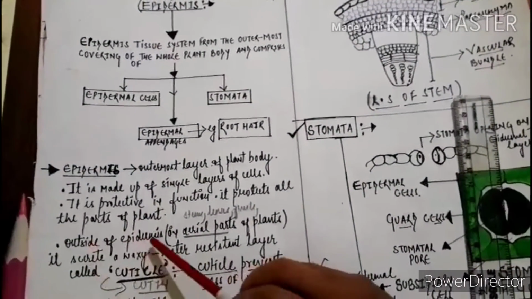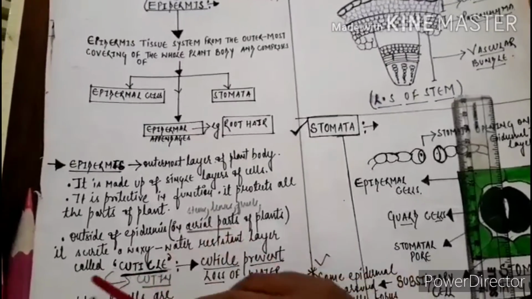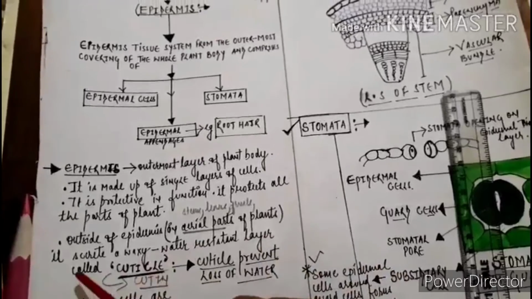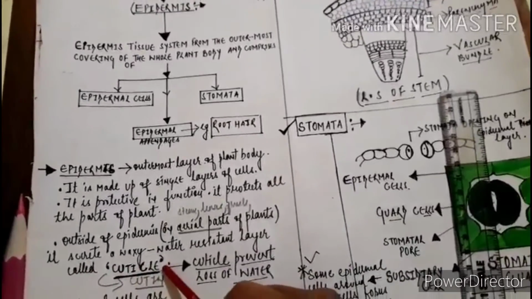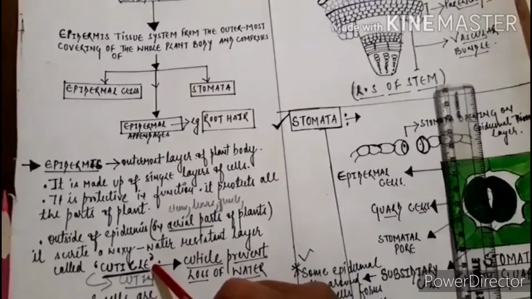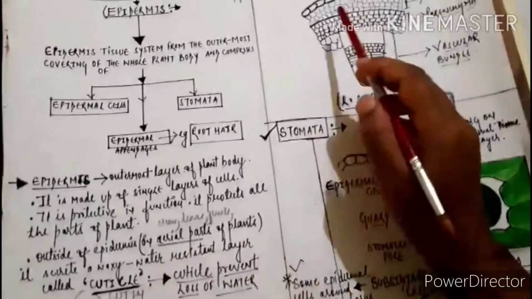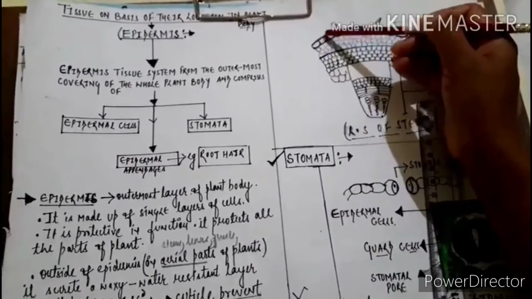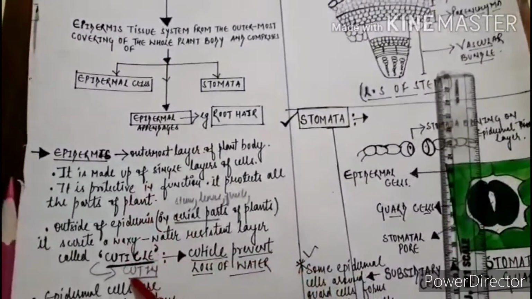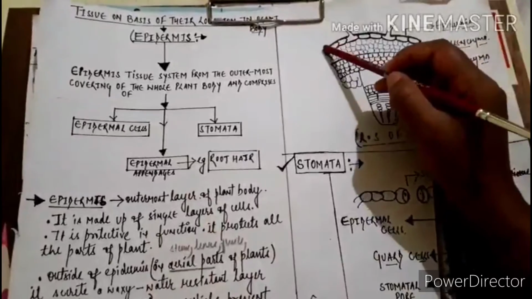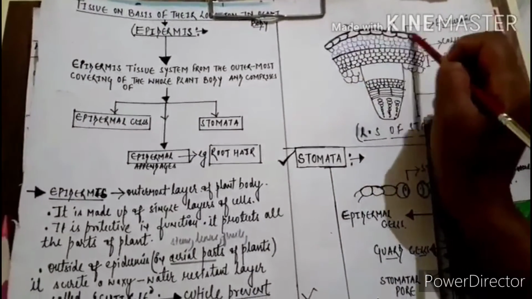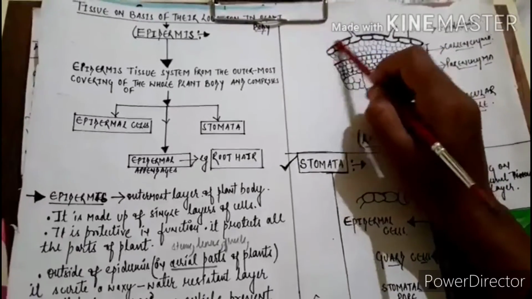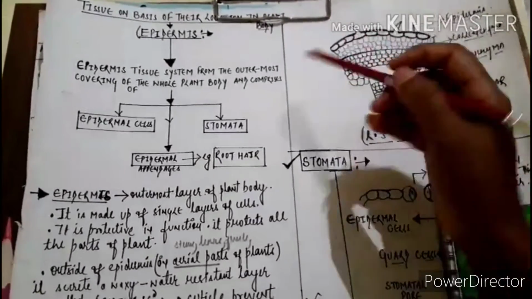So, outside of the epidermis, that is on the aerial part of the plant, it creates a waxy, water resistant layer. This is called cuticle, okay. And this cuticle is waxy. This layer of epidermal tissue excretes a particular type of waxy substance that is called cutin, okay. And this cutin is deposited on the outer side of the epidermal layer, and it forms a kind of water resistant layer outside the epidermis.